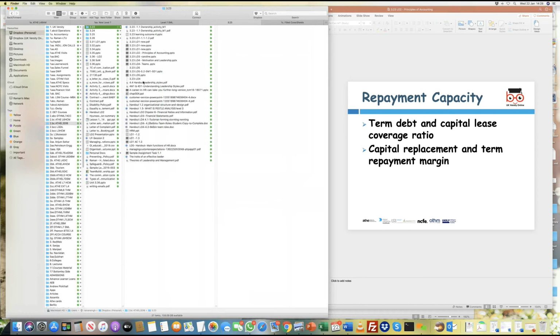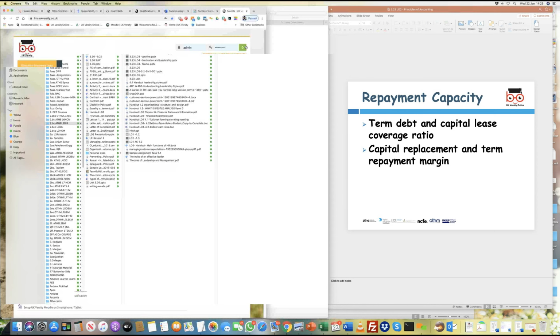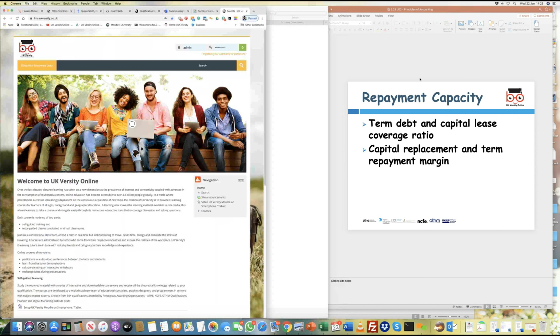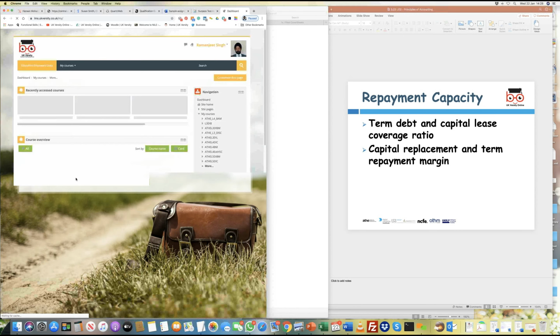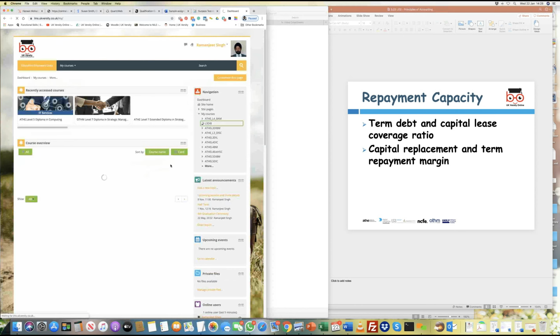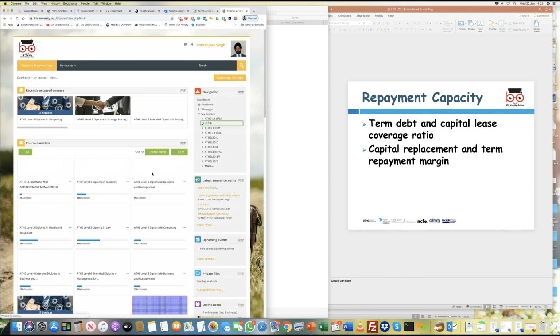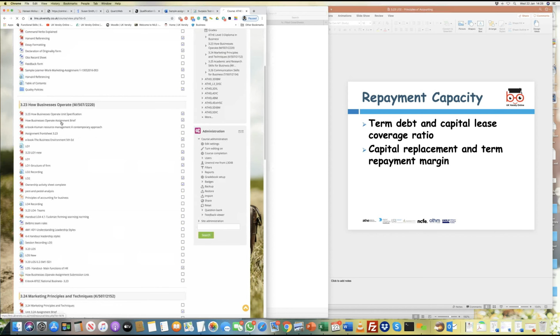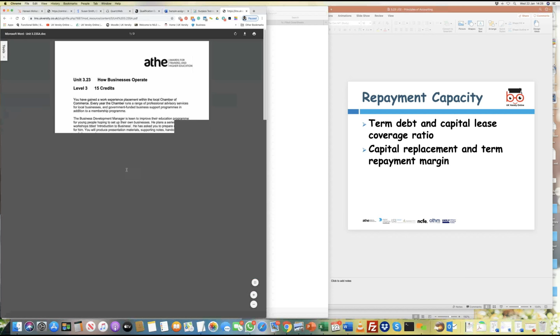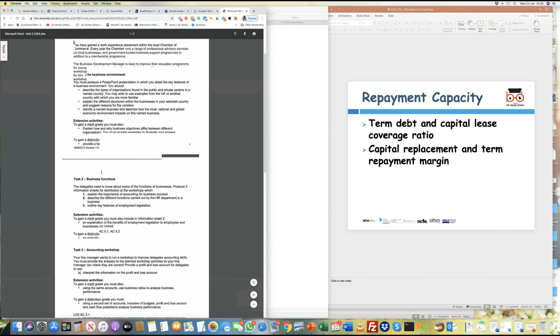Let's look at, so let me open this up now. So go into your course and let's open up the assignment brief here. In the assignment brief, there is a particular task which will ask you to look at defining some of these terms.